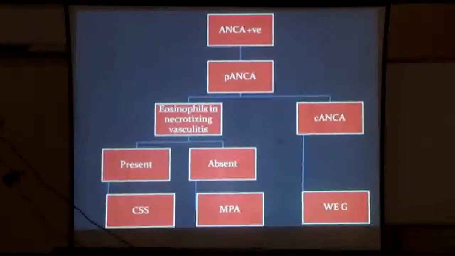When it is ANCA positive, and depending on whether it is a P ANCA, when I say P ANCA, I mean a perinuclear ANCA. When I say a C ANCA, I mean a cytoplasmic ANCA. Look for P ANCA and C ANCA. When you find a P ANCA positive, look for eosinophils in the necrotizing vasculitis in the vessel wall. If eosinophils are present, as I told you, Churg-Strauss syndrome. Eosinophils are absent, you think of MPA, microscopic polyangiitis. But if you see a C ANCA, that is a cytoplasmic anti-neutrophilic cytoplasmic antibody, you think of Wegener's granulomatosis. These are some conditions where ANCA will be positive.